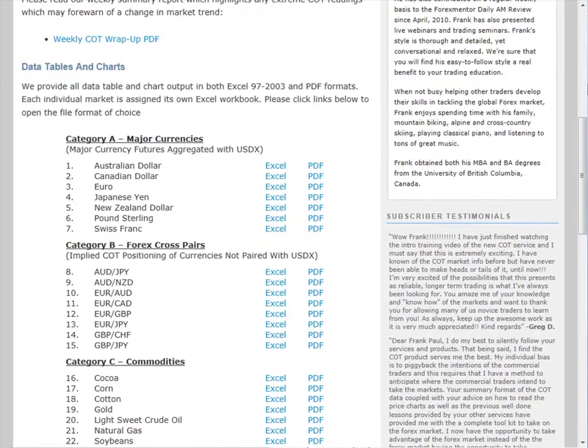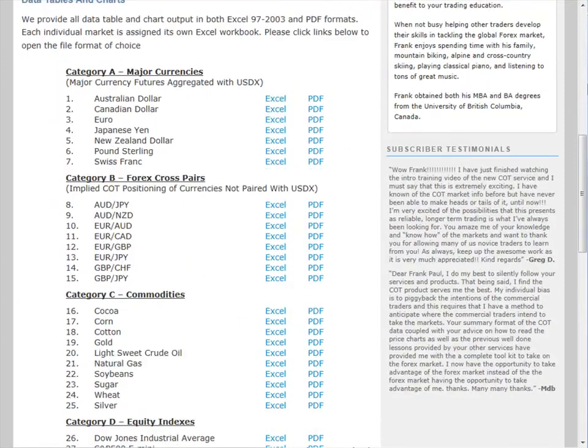Then we have individual links for our tables and charts output for all 28 markets that we cover here. Category A are currency majors: Australian dollar, Canadian dollar, euro, Japanese yen, New Zealand dollar, pound sterling, Swiss franc. Now you might be wondering, where is the US dollar index? We do cover it, but it's embedded within each of these individual currency summaries.